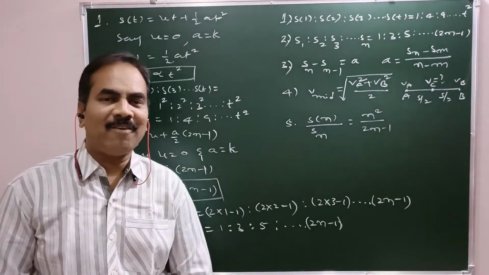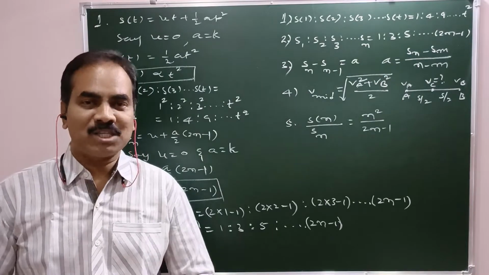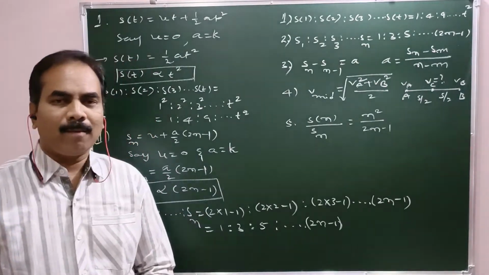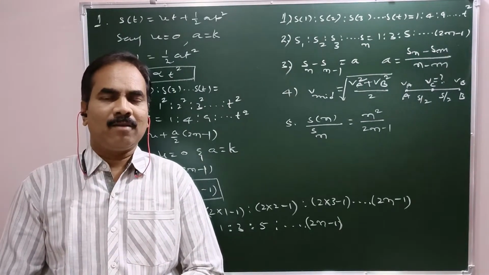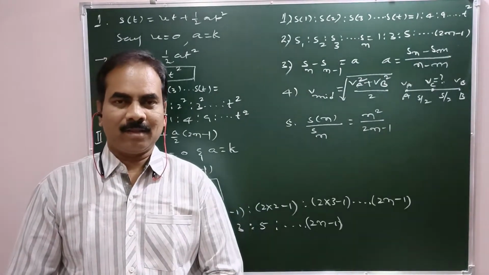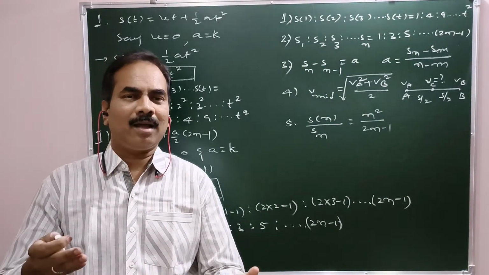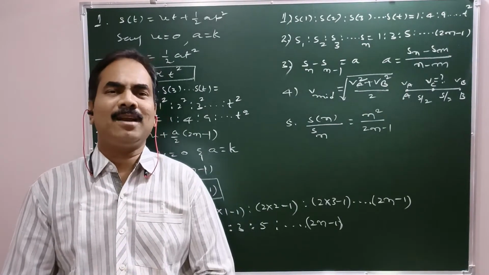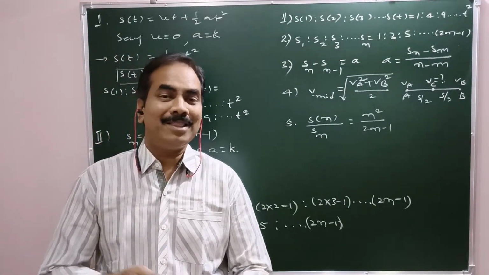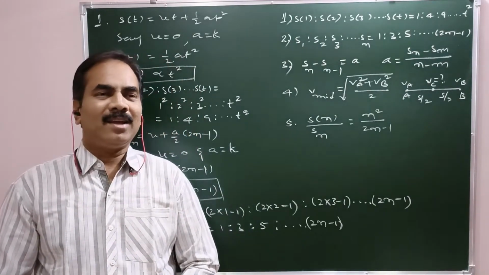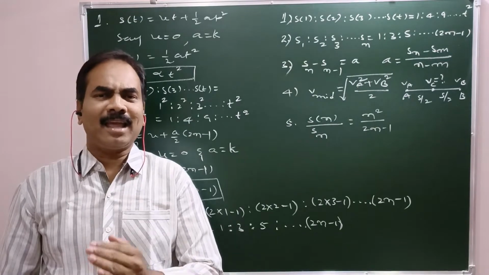Successive equal intervals, however small or large these intervals may be. For example, one particle is under motion for 24 hours, which moves with zero initial velocity and moves with constant acceleration. Now, in that case, what is the ratio of distances covered in every hour?